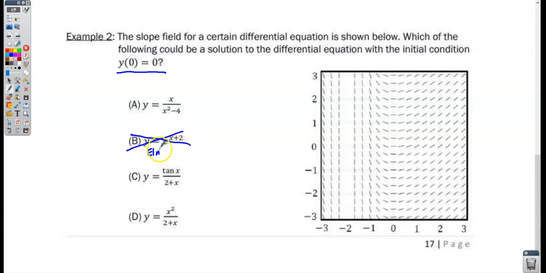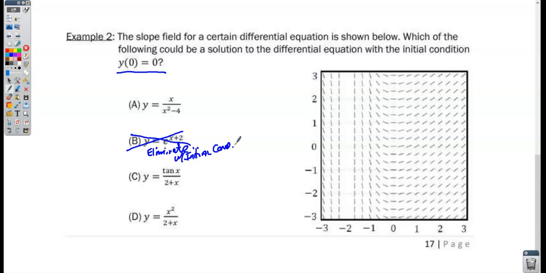Eliminate with initial condition, without even looking at the slope field. If I put 0 into C for x, I get 0 for y. And if I put 0 into D for x, I also get 0 for y. So A, C, and D pass the initial condition, but B does not. Alright, now let's look at the slope field.